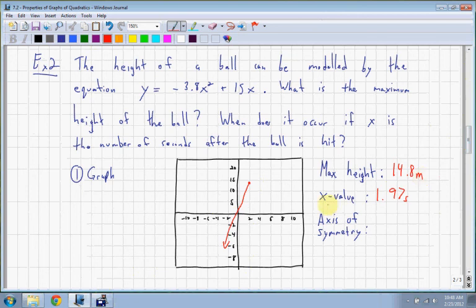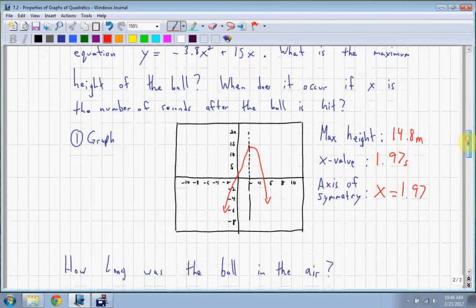Okay. Now, my x value is 1.97, which means it cuts through on my axis at 1.97. So if I put my axis of symmetry down, my axis of symmetry is going to be x equals 1.97. Remember, it's basically your maximum or minimum value and where the x value of that occurs on the x-axis.